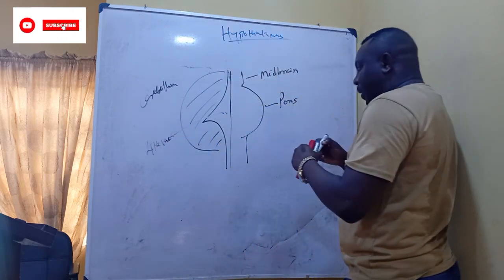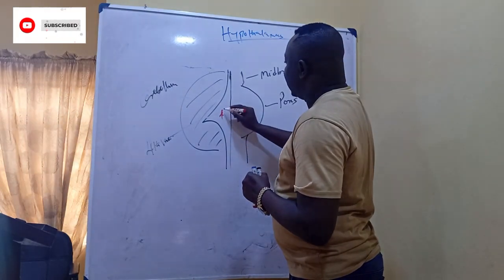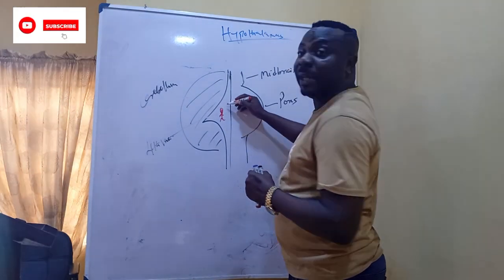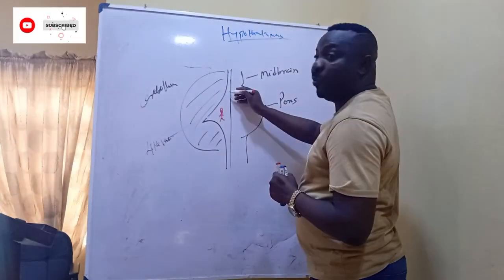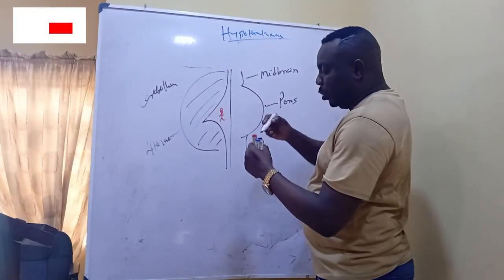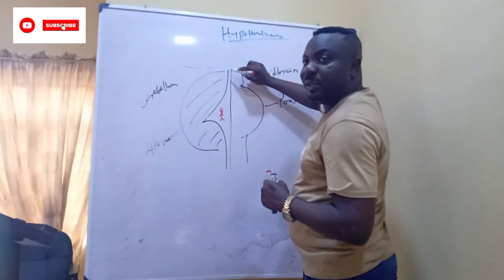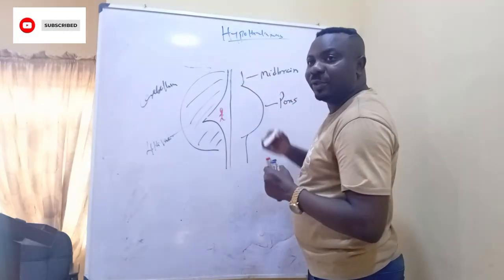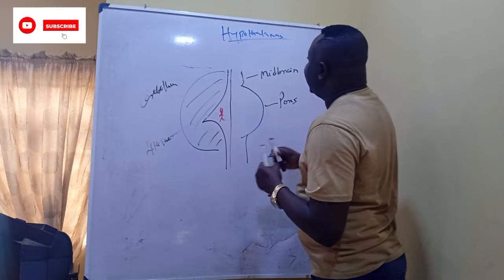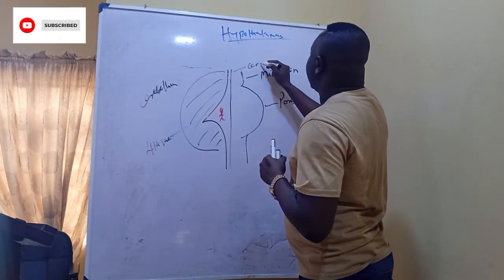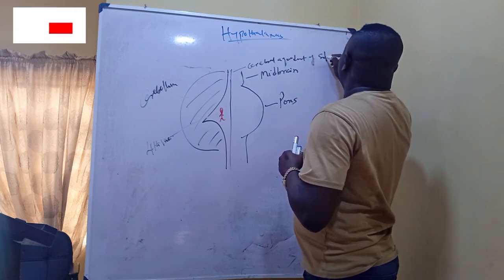Now let's assume that you are here, and you decide to swim upward. Are you following? Yes, sir. When you swim upward, you have to pass through an opening, right? And what do we call that opening? The cerebral aqueduct of Sylvius.